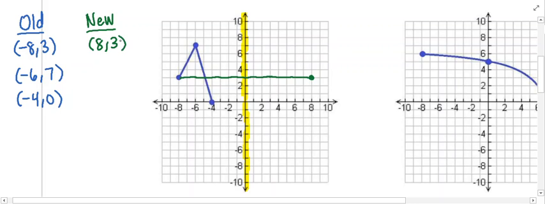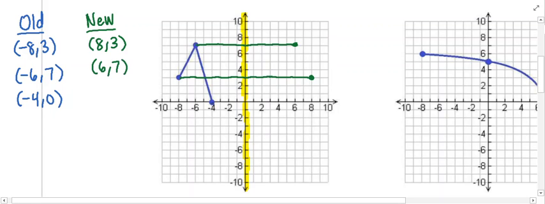All right, let's do the same for -6, 7. This point right here at the top of the triangle, it is 1, 2, 3, 4, 5, 6 units to the left of the y-axis. Fold the sheet of paper, it's going to go 1, 2, 3, 4, 5, 6 units to the right. It will end up at 6, 7.